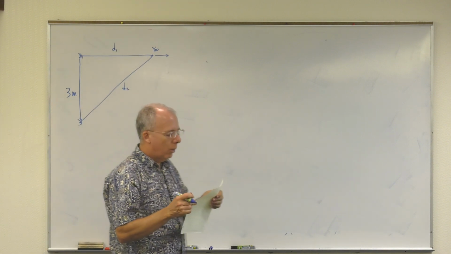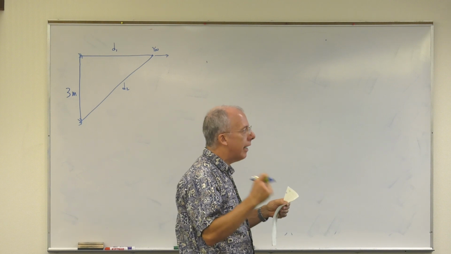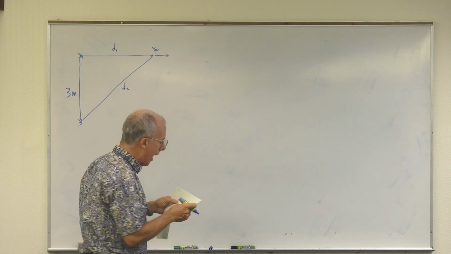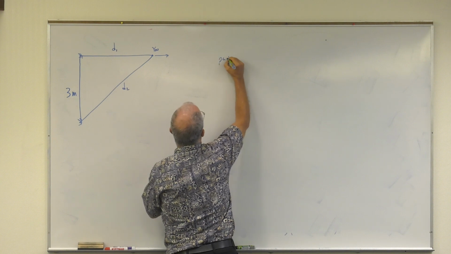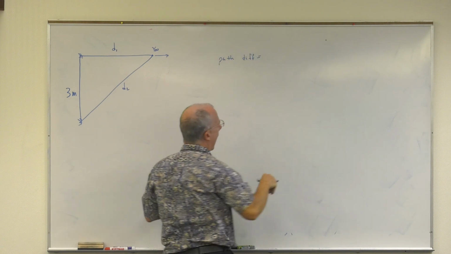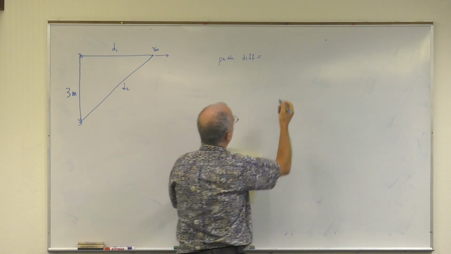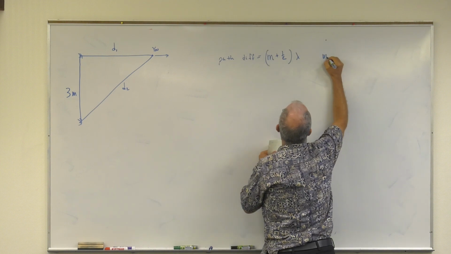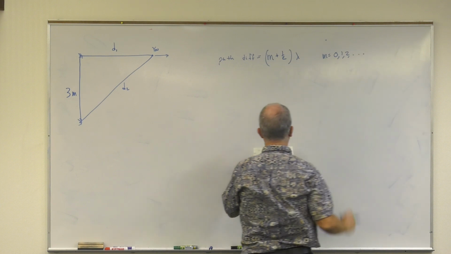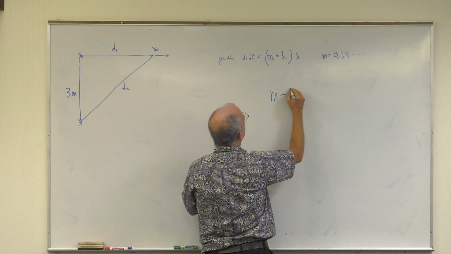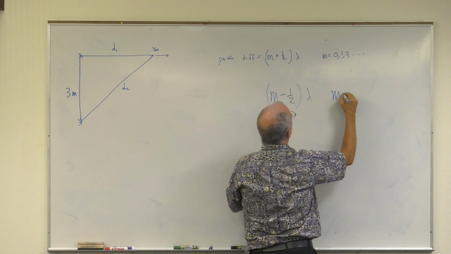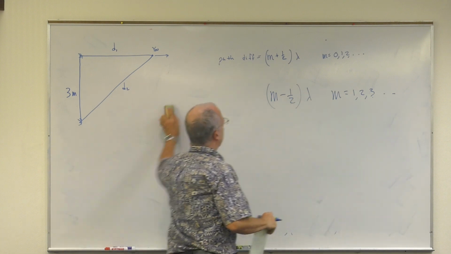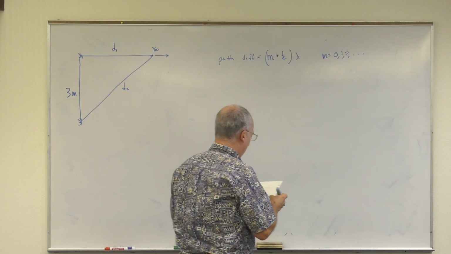Now, we want to hear a minimum sound intensity, so quiet. That means the waves have to interfere destructively, so the path difference has to be a half or 3 halves or whatnot of wavelengths. We can write this as (m plus 1/2) lambda, where m equals 0, 1, 2, and on and on. By the way, if we wanted to, we could have said (m minus 1/2) lambda, where m equals 1, 2. Who cares? It doesn't matter. Do that or do that, whatever you like.